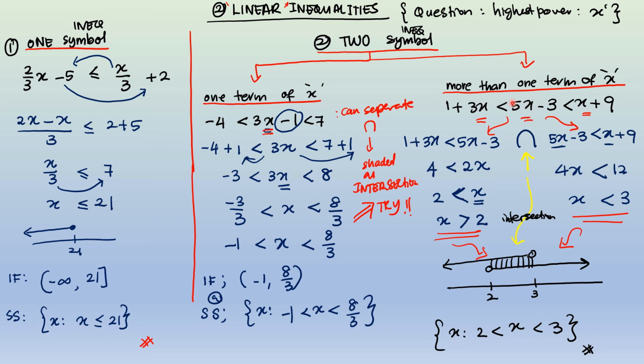So the last part is when we have more than one term of x. You can see here we have x here, we have x here, we have x here. So we can't just calculate directly. You have to separate it with the symbol 'and', intersect, for the left and the right hand side, and then we draw the number line and we shade the intersection. All right, so let's continue to the next part.